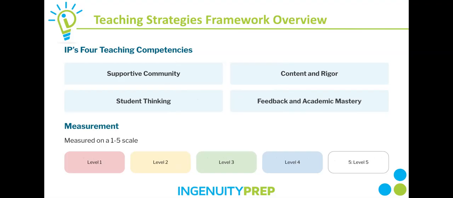In addition to the core competencies, teachers are also evaluated on the teaching strategies framework. This framework is specific to classroom practice, and it is organized into 4 teaching competencies: supportive community, content and rigor, student thinking, and feedback and academic mastery. Each of these competencies is also scored on a 1 to 5 scale based on observational trends over the course of the time period leading up to the evaluation window.